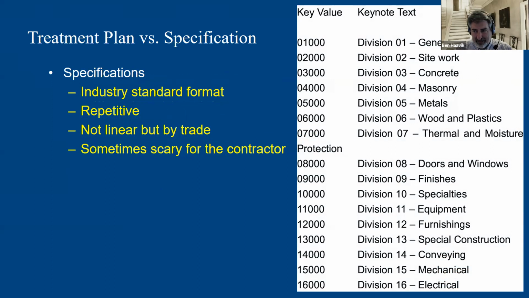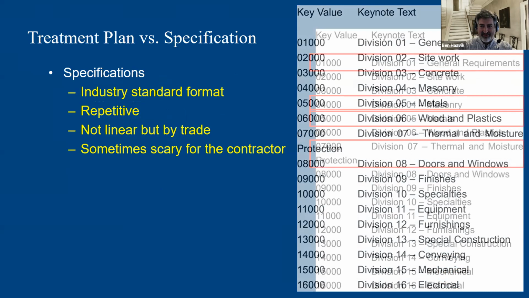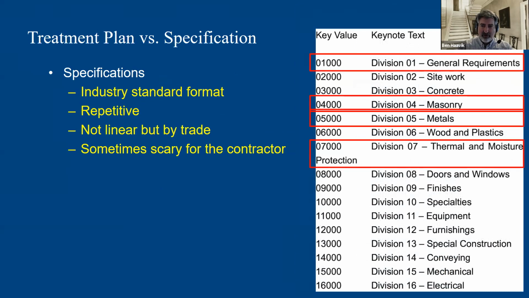And it's not linear, but by trade, it's kind of, so when I say that, I kind of mean you're going to do your chimney pointing, and that's covered under Division 04 masonry. You're going to do your roof, which is under thermal and moisture protection, but you're going to do flashing around the chimney, and that's under Division 05 metals. It's a lot of different documents, because in a massive project, that's actually how it's going to work.